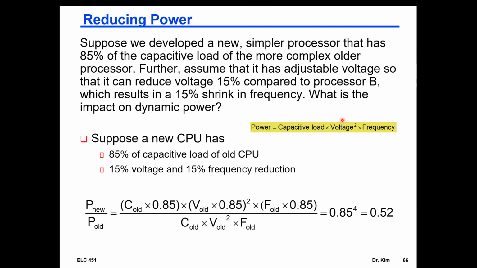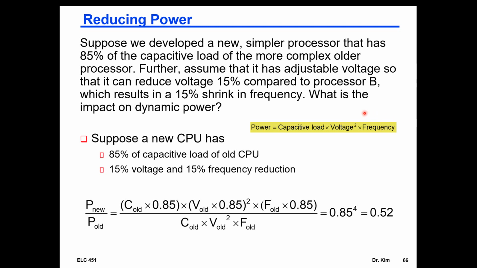Furthermore, let's assume that it has an adjustable voltage so that it can be reduced 15% compared to processor B. And that results in a 15% shrink in frequency. So power supply swing does affect frequency, how fast the transistors can switch. What is the impact on dynamic power?